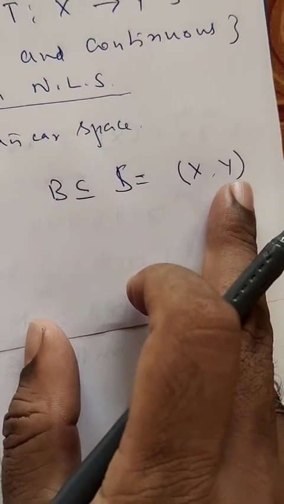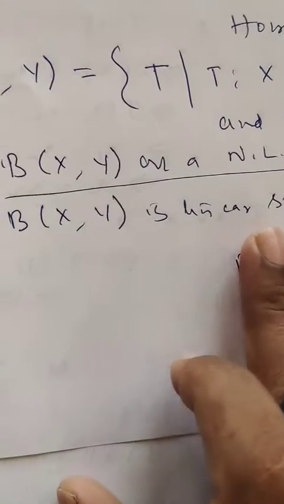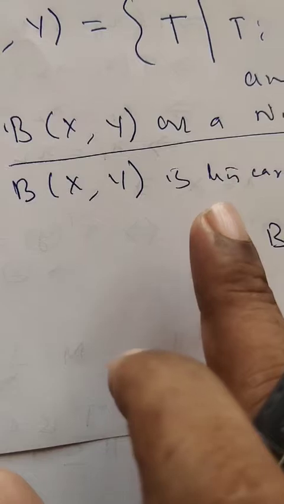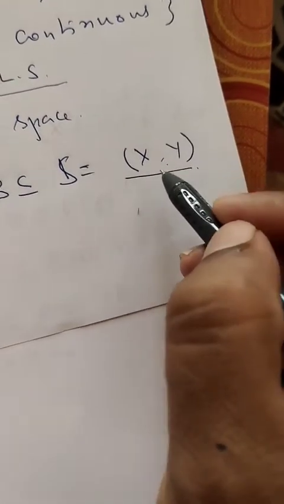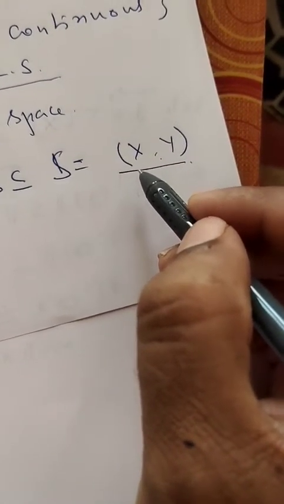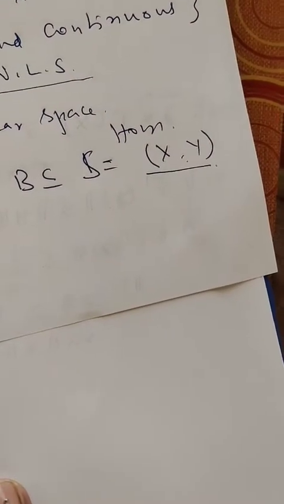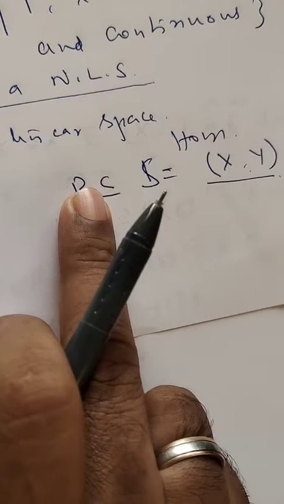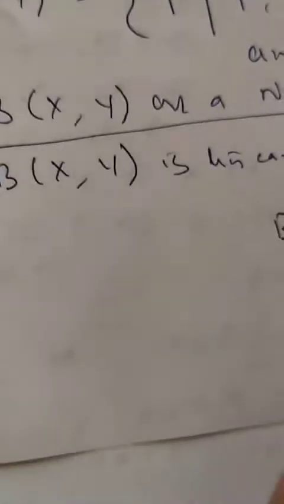In order to show that B(X,Y) is a linear space, meaning it is a vector space, how to show it? We would need to show every condition of a vector space. Instead of that, can we show B is a subspace of the vector space, the set of all transformations from X to Y, which is nothing but Hom(X,Y)? This is a vector space, you know that. So if I show B is a subspace of this, then it implies that B(X,Y) is a linear space.